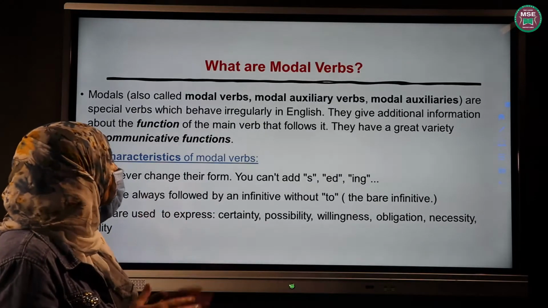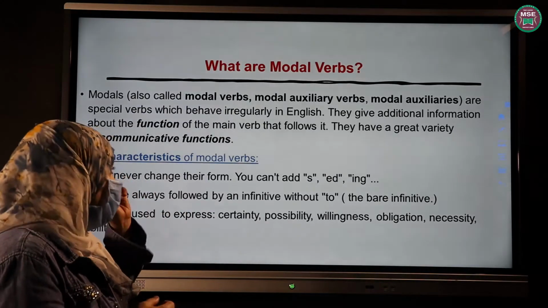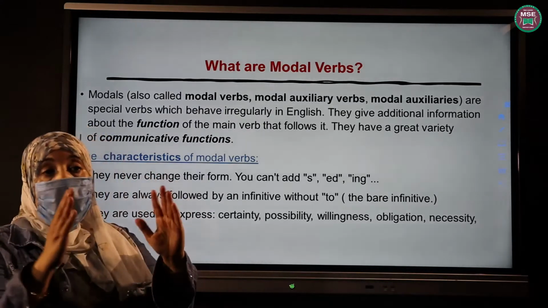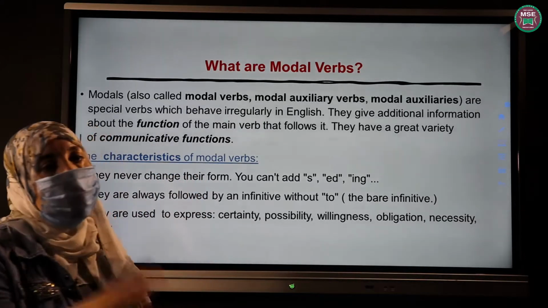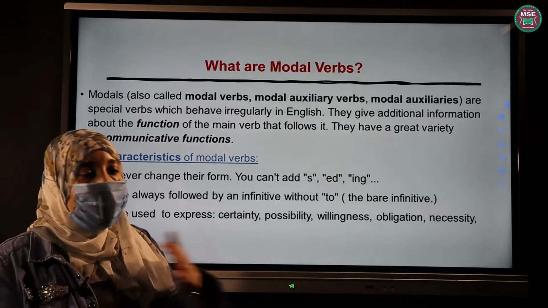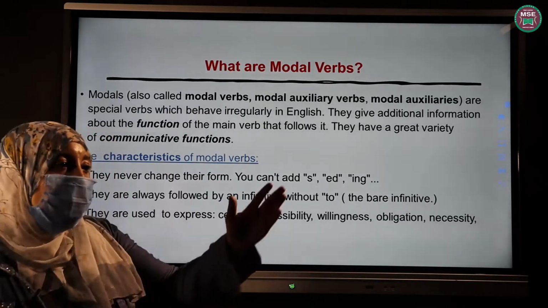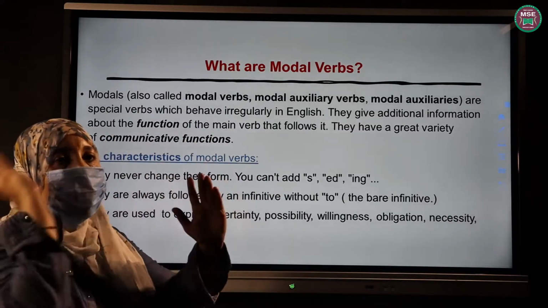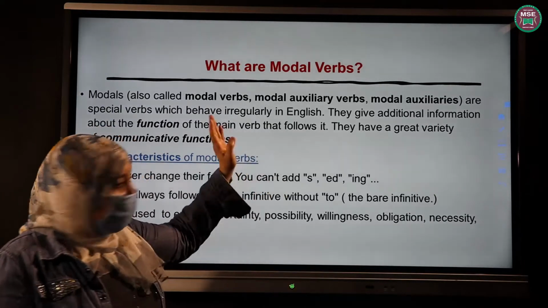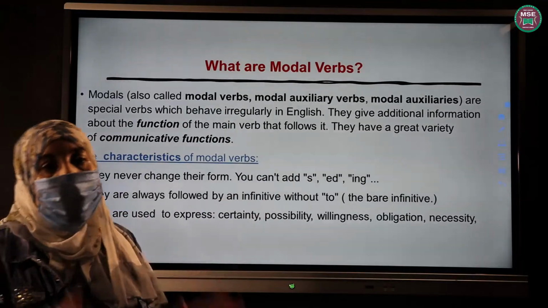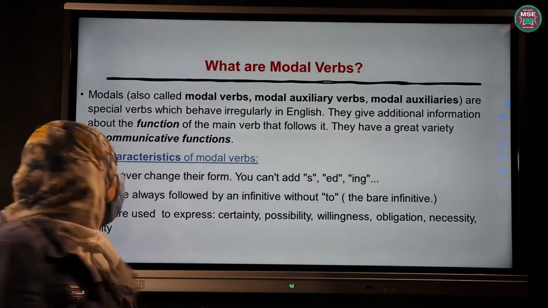They never change their form. You can't add s, ed, or ing. A modal verb stays the same in all its usages. For example, she can play, I can play, he can play, we can play. It's always can. We never add s, ed, or ing to this can. It is the same in all cases.